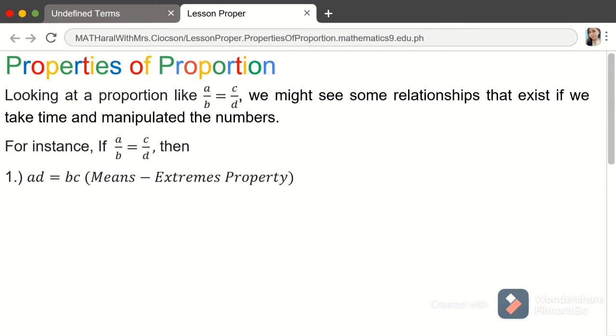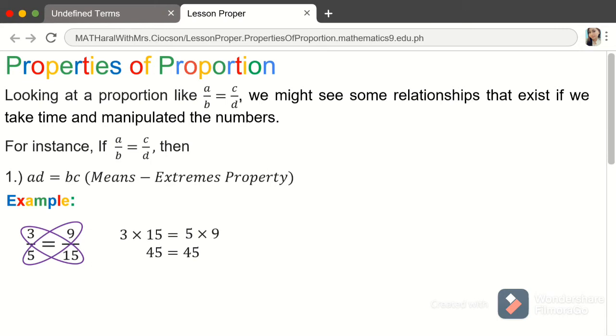Example, 3 over 5 is equal to 9 over 15. So we have 3 times 15 and 5 times 9. 3 times 15 is equal to 45, and then 5 times 9 is also equal to 45. Since we get 45 is equal to 45, therefore it is a proportion.